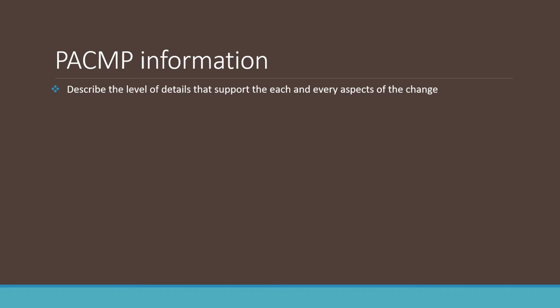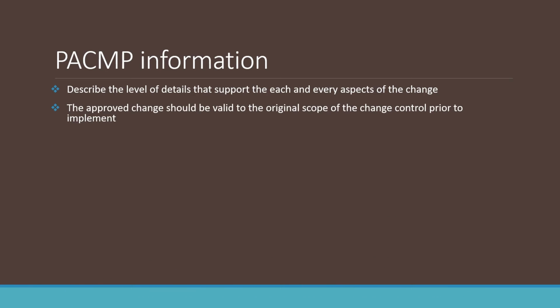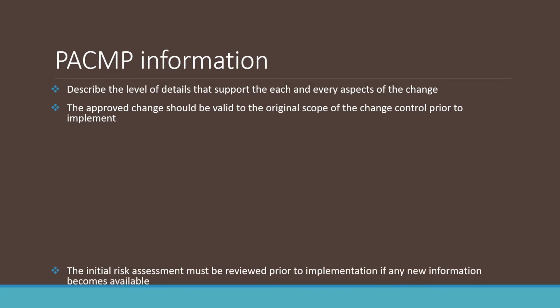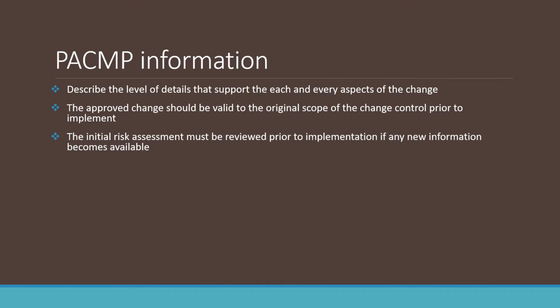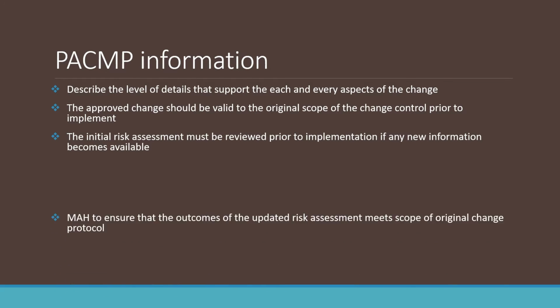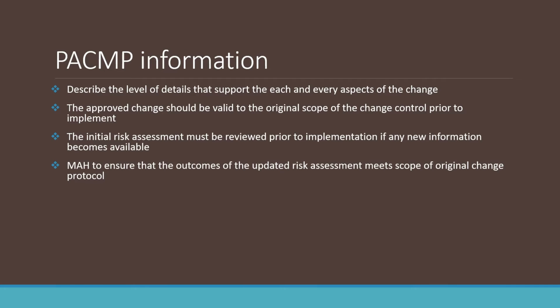Describe the level of detail that supports each and every aspect of the change. The approved change should be valid to the original scope of the change control prior to implementation. The initial risk assessment must be reviewed prior to implementation if any new information becomes available. Marketing authorization holder to ensure that the outcome of the updated risk assessment meets the scope of the original change protocol.